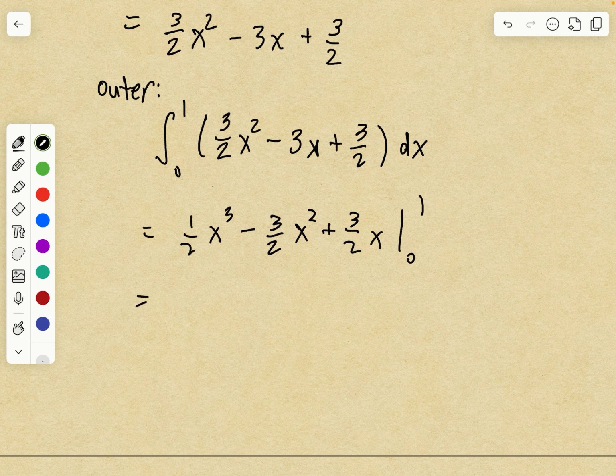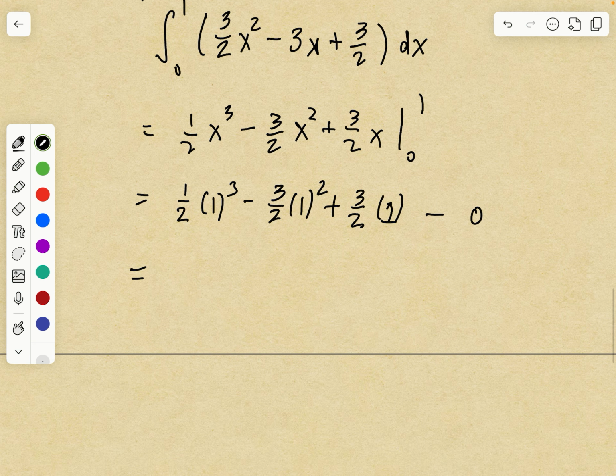And when you plug in 1, you get this. You subtract what you get when you plug in 0, that's 0. And then this is going to be 1/2 minus 3 halves plus 3 halves. And then the 3 halves and 3 halves cancel, and you get 1/2. So that's the volume.